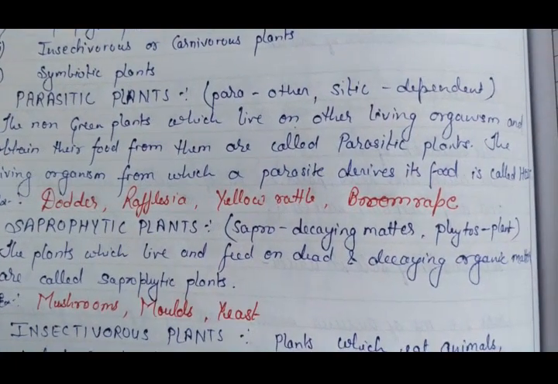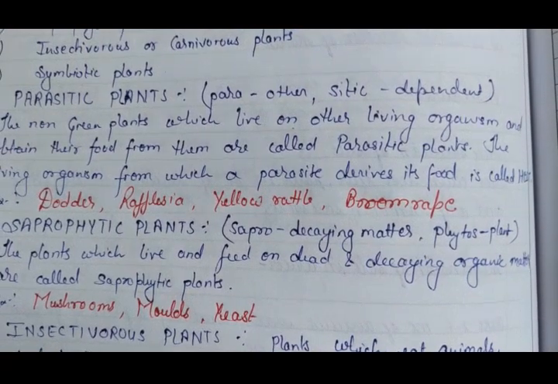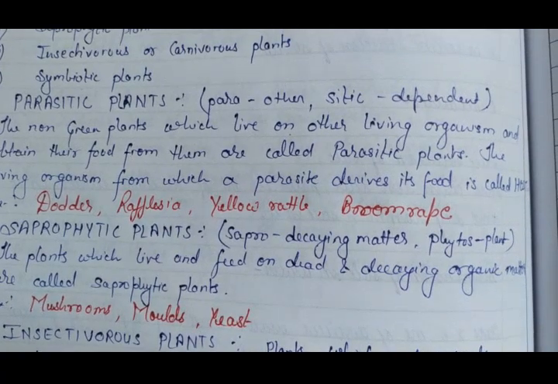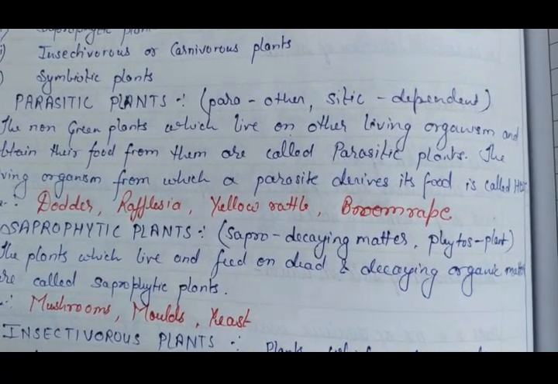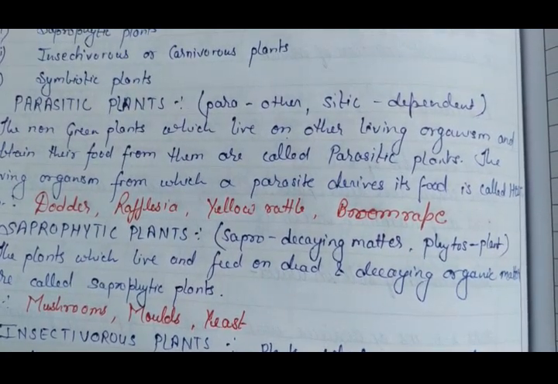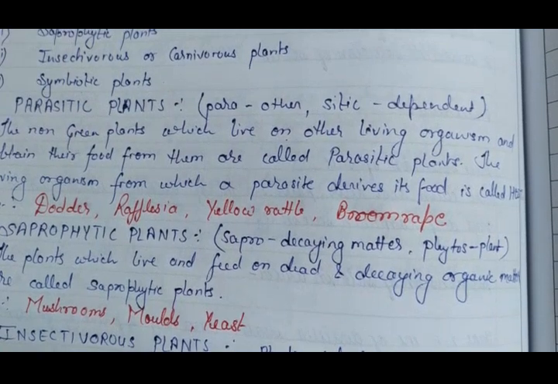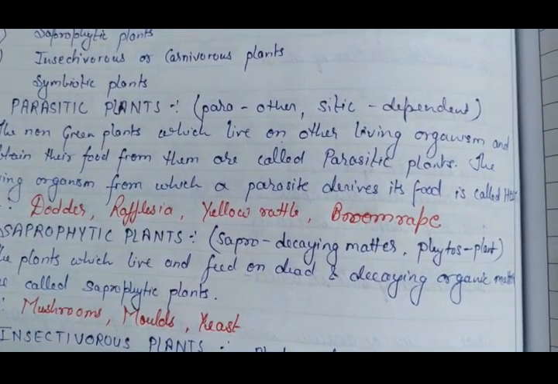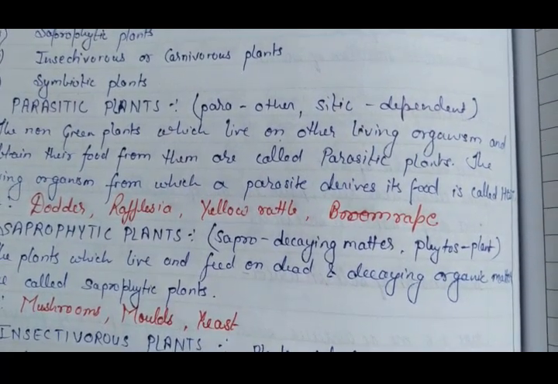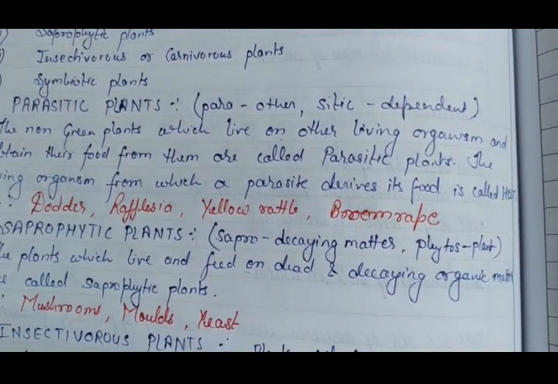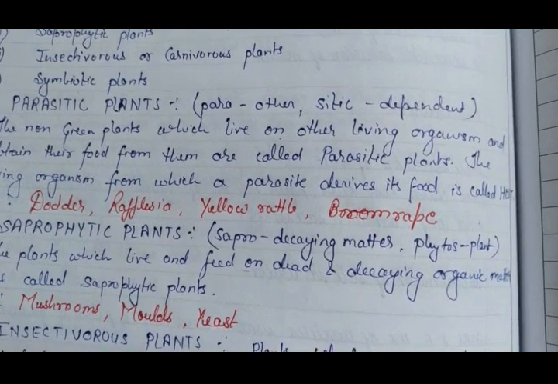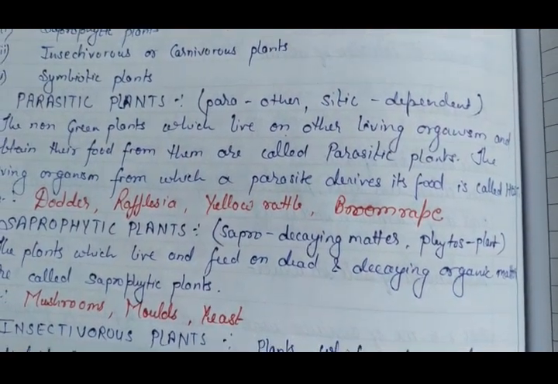What happens in parasitic plants: the non-green plants which live on other plants for obtaining their food and for fulfilling their requirement of nutrients are called parasitic plants. See, the plant from which a parasite derives its food is called the host. Some examples I have written: dodder, rafflesia, yellow rattle, broom rape. What they do is insert their roots inside the stem of the host plant, and thus they take in all the nutrients, water, minerals and food coming that way. This is what parasitic plants actually do.